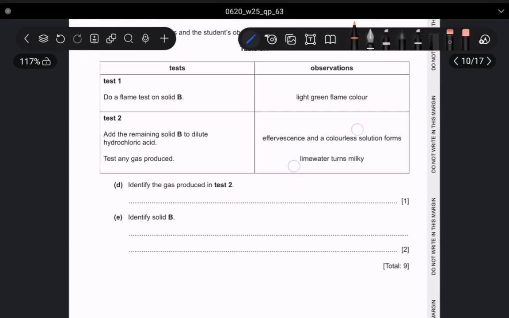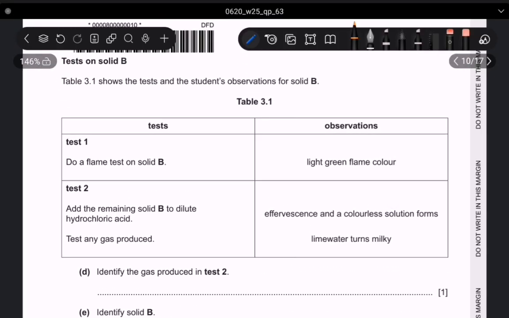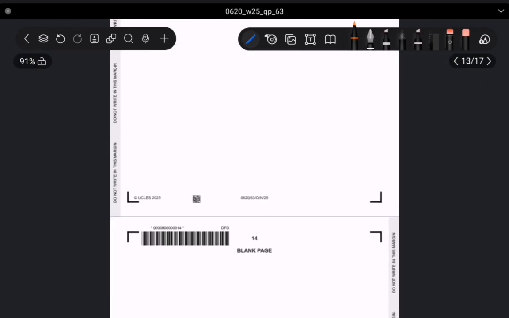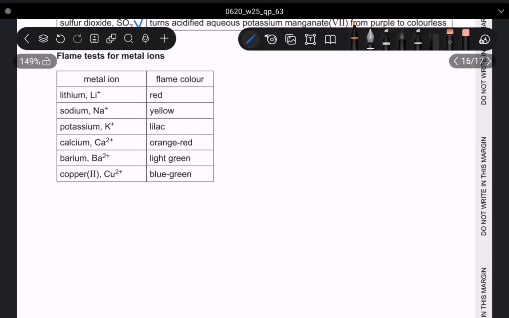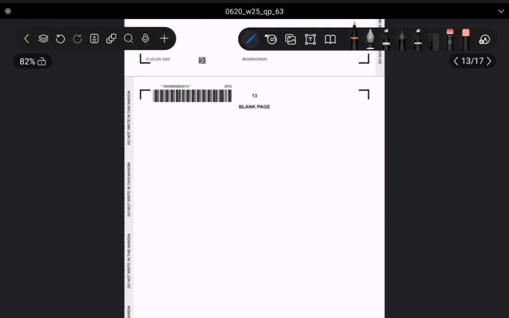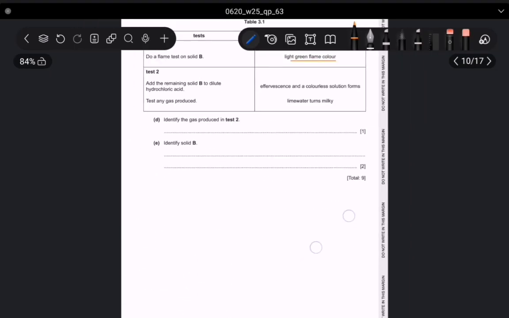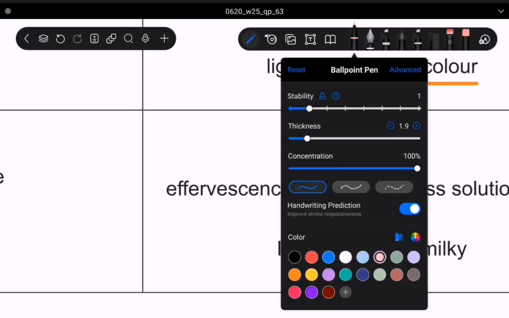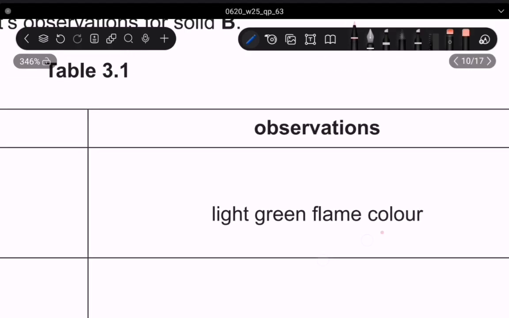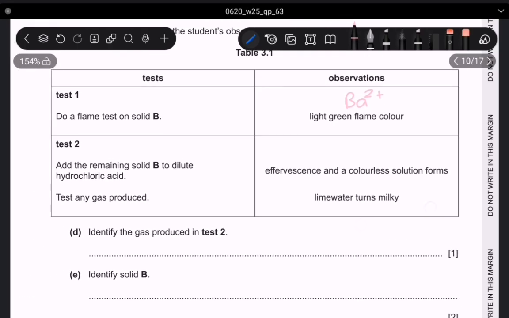That's all. Okay. Students will assess the student's observation for solid B. We're testing solid B, so we did a flame test on that. We get a light green flame color. Go back to those notes. Light green flame color is barium. The way I like to do it is, I'm just going to write Ba here. So Ba 2+. This is the ion present.